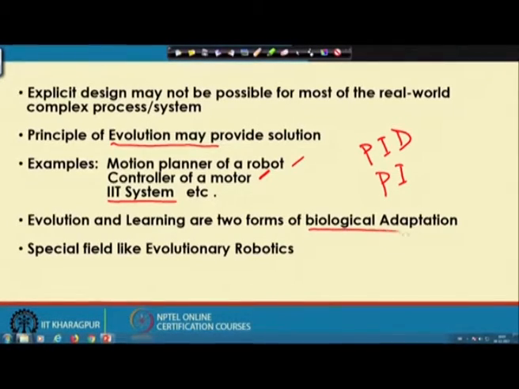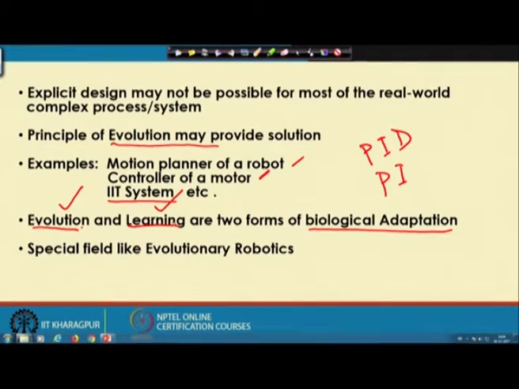Now, if you see the principle of biological adaptation, there are two terms, one is called evolution and another is called learning. These are two forms of biological adaptation, but they work on two different time scales. For example, learning takes place within one's lifetime, whereas evolution takes place through a large number of generations. These two terms, evolution and learning, are going to help each other. Let us see how they can help each other.